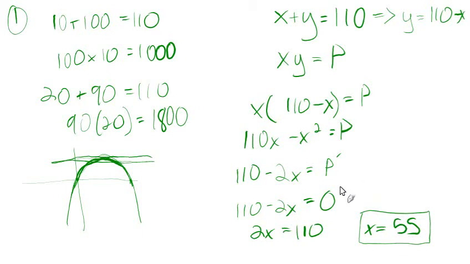If x is 55, y is 55, so it turns out to be just half of the original sum that we were asked about. So there it is. We found the optimum choice for x.